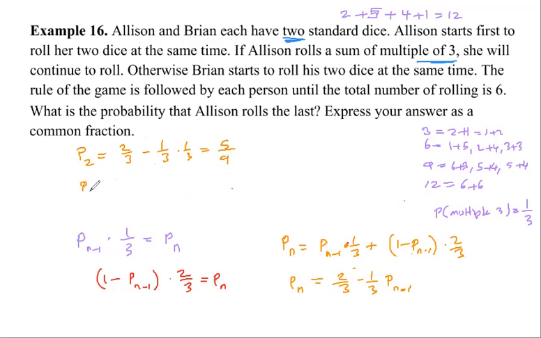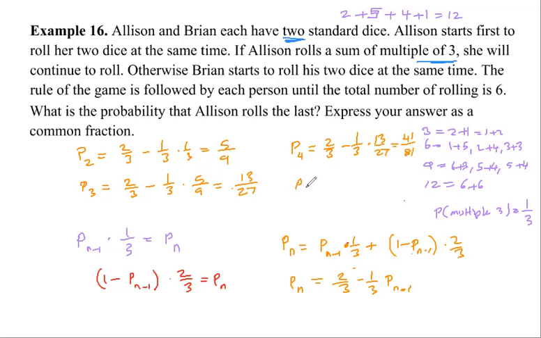How about P of 3? You will get 2/3 minus 1/3 times P of 2, which was 5/9. So that's 5/27. If you multiply 2/3 by 9, you get 18 over 27. So 18 minus 5 is 13/27. And then P of 4 should be 2/3 minus 1/3 times 13 over 27, so 13 over 81. You multiply, so 54 minus 13, which is 41 over 81.